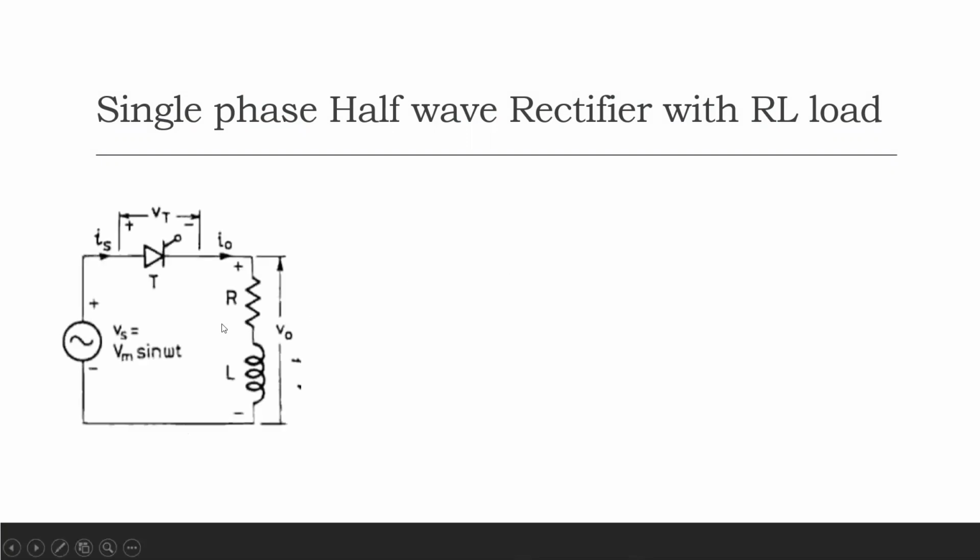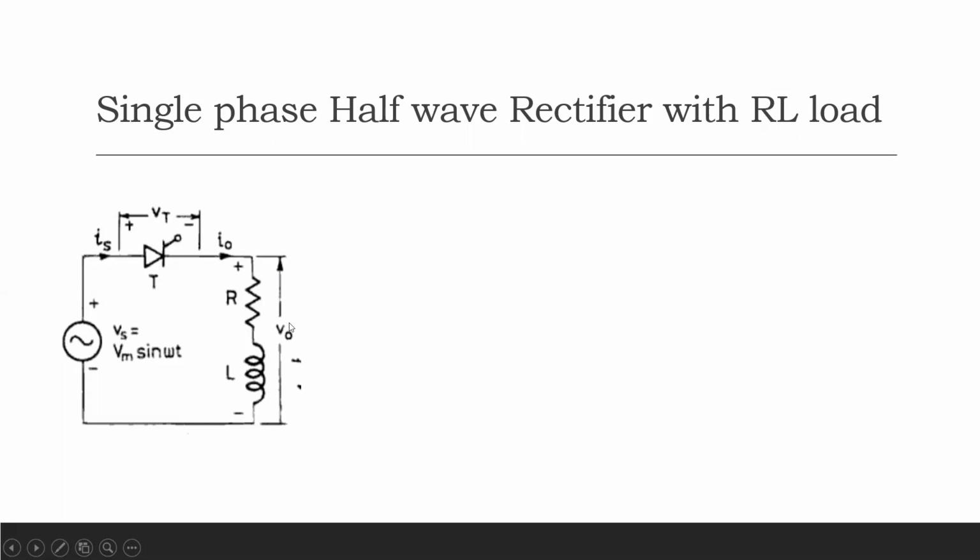This is the configuration of this rectifier. As we can see, one single phase AC source is given, one thyristor or SCR, and there is one load which consists of resistance and inductance. Is will be the supply current to this thyristor and I naught will be the load current for this circuit, and Vt will be the voltage across the thyristor.